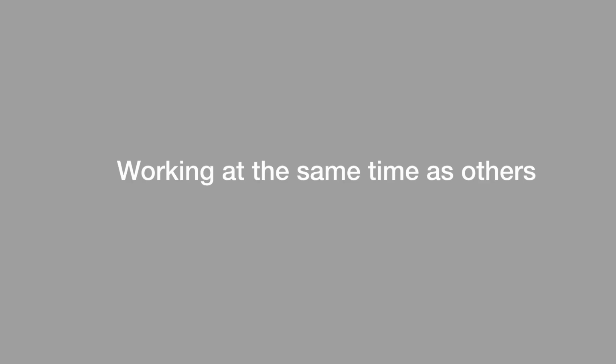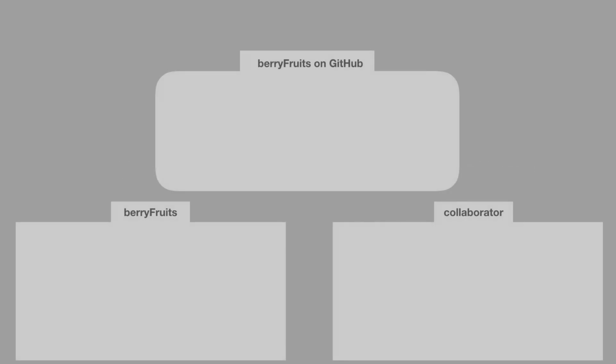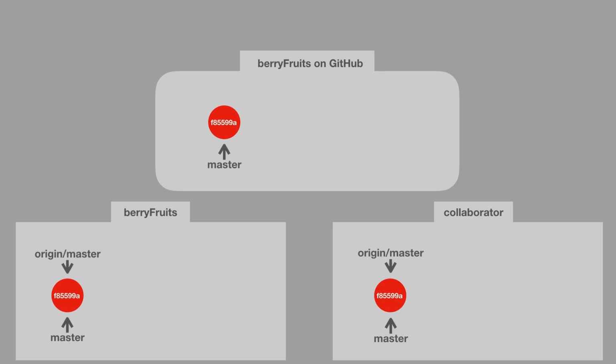In this lesson, we're going to go over working at the same time as others. So we have a new repository called Berry Fruits. Our repository is at the bottom left, and it's actually named Berry Fruits. We have a remote repository, and we have a collaborator that has cloned the repository, and I've named that repository Collaborator. This repository has one commit, the red commit, and the master branch points to it.